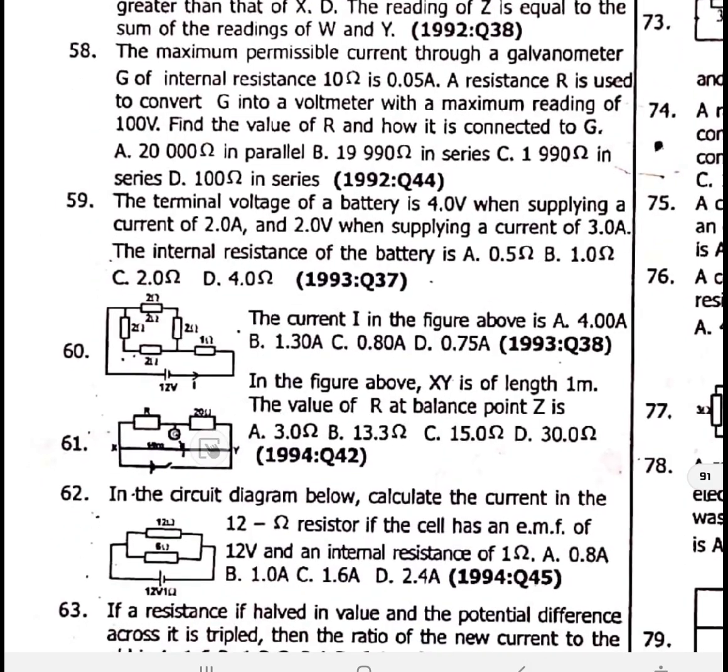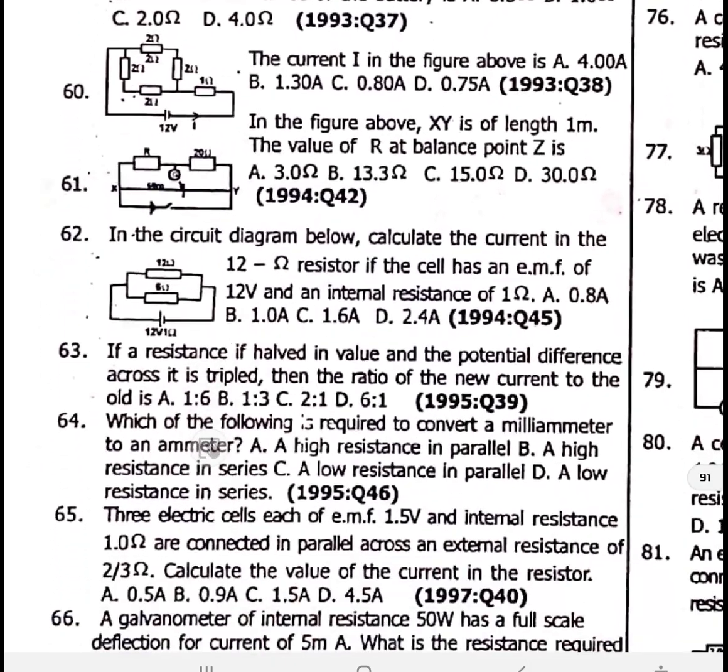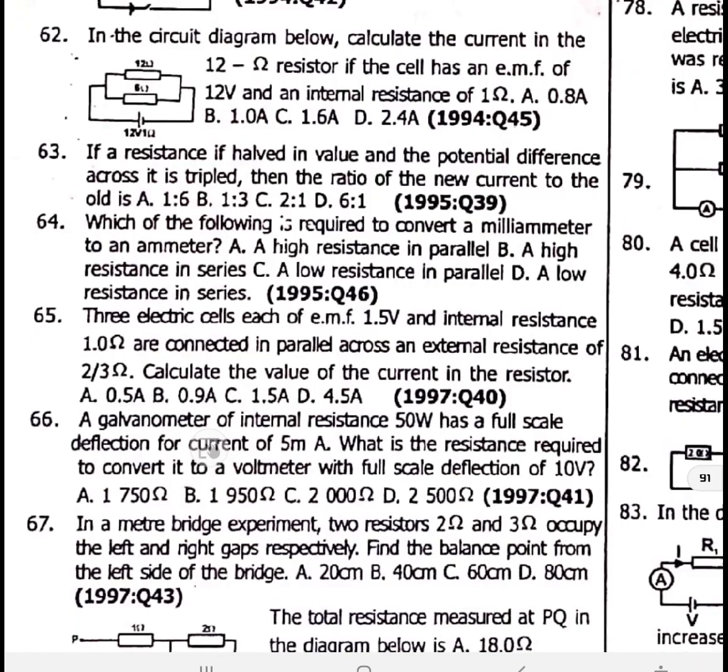58, 59, 60. Enough questions to solve here. That's good. Love it. Which of the following is required to convert a milliammeter to an ammeter? High resistance connected in series. High resistance, 64 is option B. Let me check where 64 is. Low resistance connected in parallel. Milliammeter to ammeter. Option C. Low resistor in parallel.